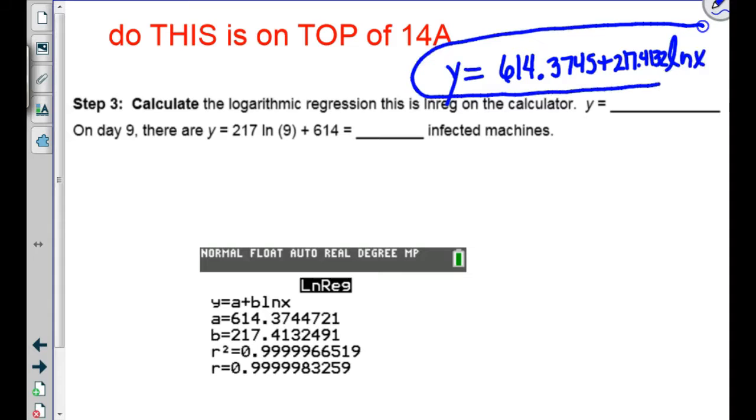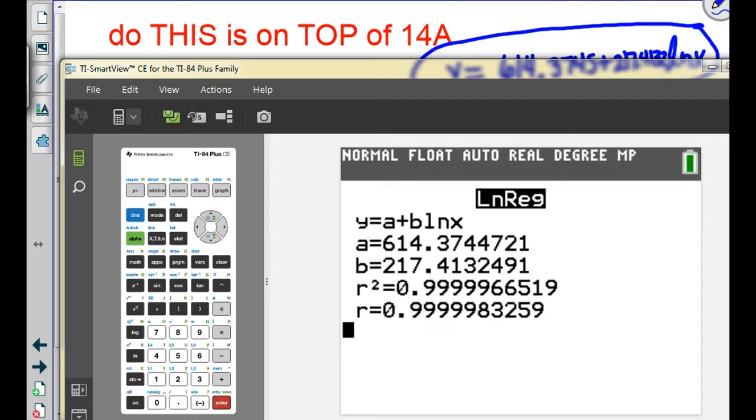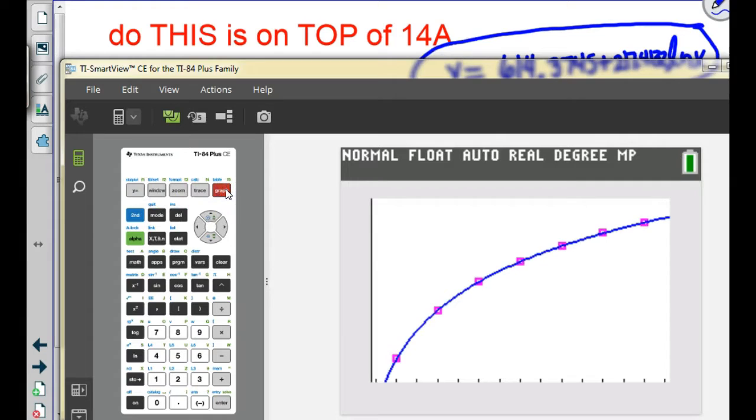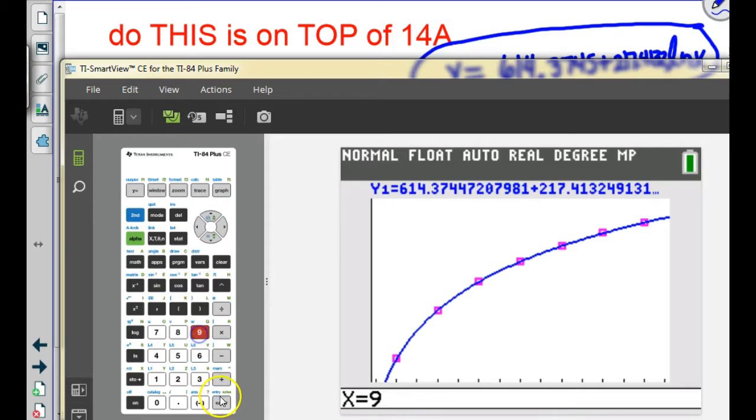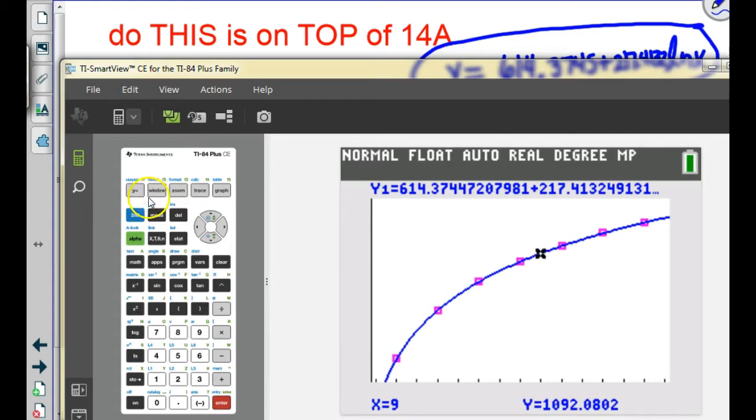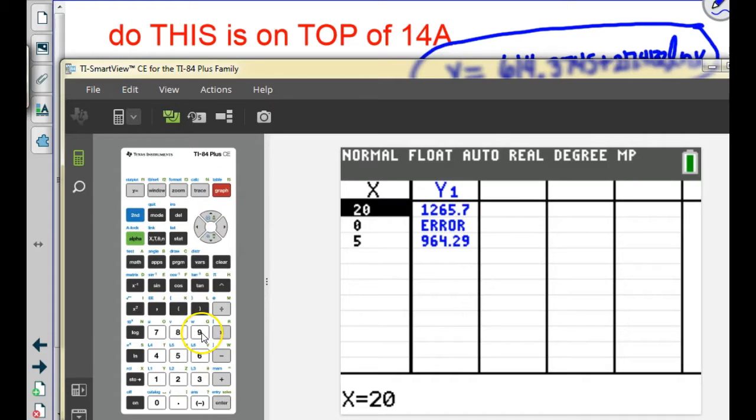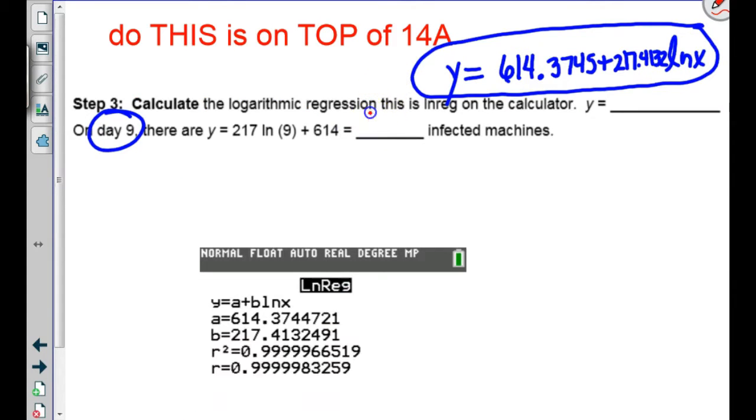Okay, so there's my crazy equation. If I want to know on day 9 how many computers are infected by this virus, I could trace along here if I was on the actual equation, and it looks like about 1,092, but what we've been doing is just going to Ask Auto and putting in the value we wanted to know, day 9, so we have 1,092. So almost 1,100 computers by the 9th day have been infected by this virus. Any questions?